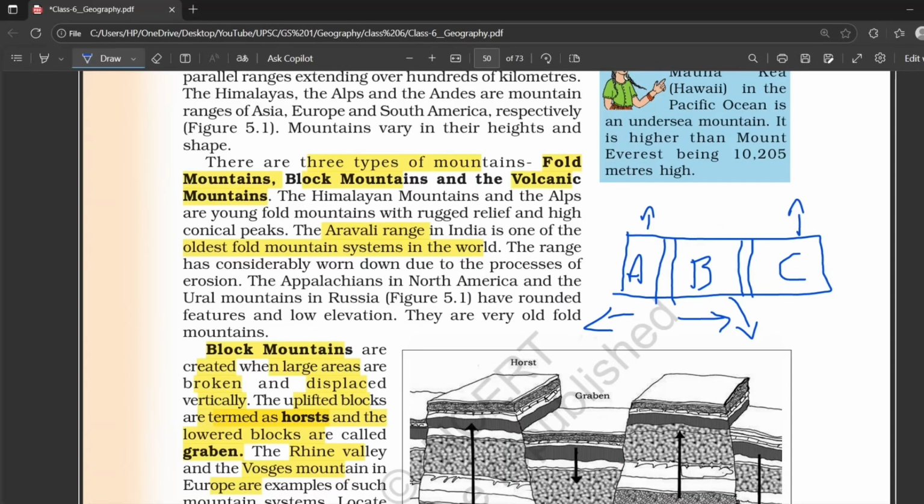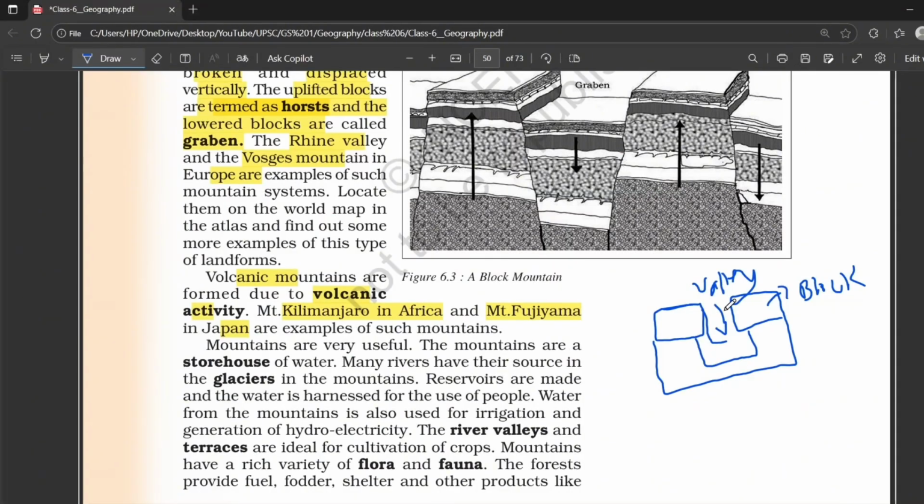Suppose these are two divergent plates. Let's say we mark them as A, B, C. In the case of divergent plates, when they move away, a fault or crack will be formed here. At this place, one block may go downward and another block may move upward. The downward part forms a valley. We call it a graben, like I said. And the upward part forms the block mountain. We call it a horst. This is how the block mountains are formed.